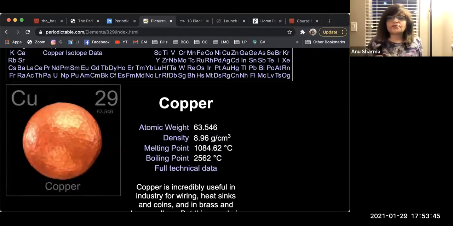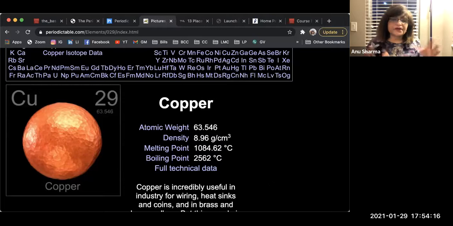Every element is associated with some physical and chemical properties. So what are the physical properties of copper? Physical properties of copper are that it's brown in color, it's shiny, it is hard, it can be made into wires, it can be beaten into thin sheets, right? And it has a very high melting point and boiling point. As you can see on the screen, the melting point is 1084.62 degrees Celsius and the boiling point is 2562 degrees Celsius. Okay, so these are the physical properties.